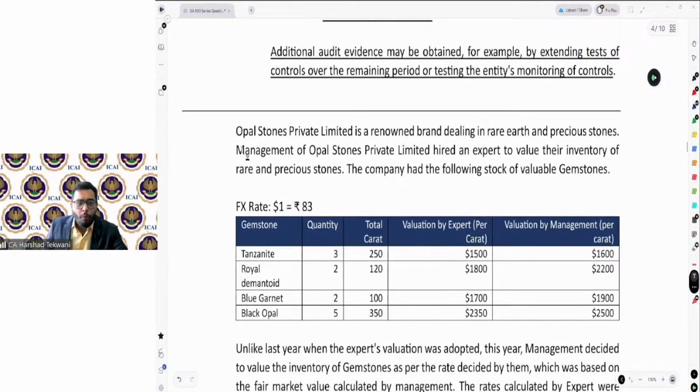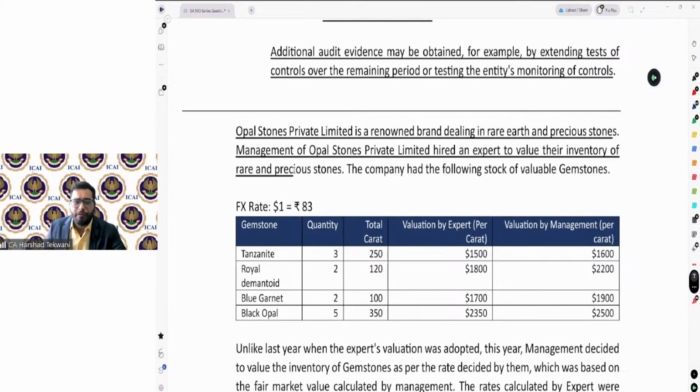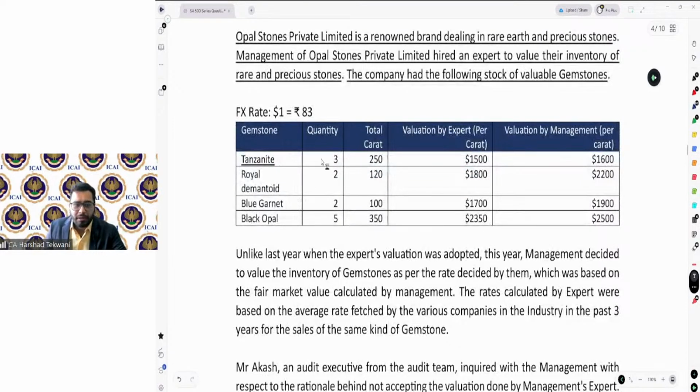Okay. Opal Stones Private Limited is a renowned brand dealing in rare earth and precious stones. Management of Opal Stones Private Limited hired an expert to value their inventory of rare and precious stones. The company had the following stock of valuable gemstones. Okay, this was the stock. Tanzanite, they were having 3 quantities, of Tanzanite gem. Total carat value was 250. Valuation by expert per carat was 1500. Valuation by management per carat was 1600 US dollars, not the rupees. And I have the FX currency rate available over here.